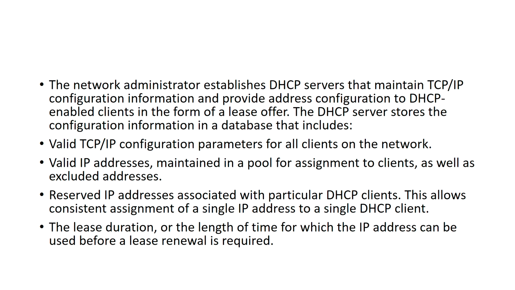Then it also stores valid IP addresses maintained in a pool for assignment to clients, as well as excluded addresses. Now, besides the issuing of IP addresses that is done for DHCPs, we can also configure something called exclusion. This is what the exclusion means. You know that some systems on our network are supposed to have static IP addresses. For example, our server must have a static IP address. In this case, the IP address that the server is using may fall within the range that we may specify for the DHCP to lease out, which is the scope. When this is the situation, we need to tell the DHCP server that do not give this particular IP address out. So those addresses will be excluded from the DHCP scope.